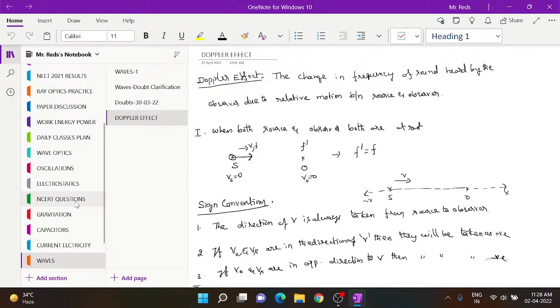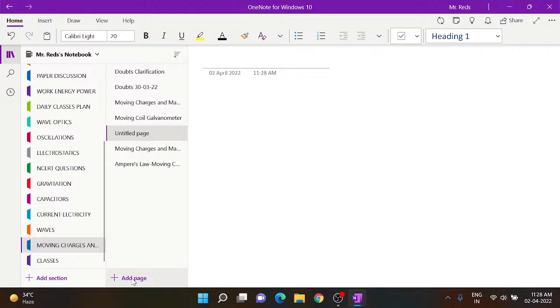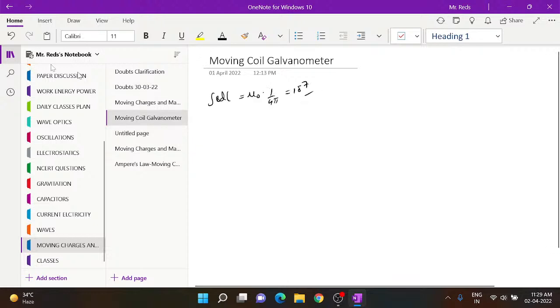Welcome to the physics session. Our class is based on moving charges and magnetism. Today we are discussing the last concept of this weekend portion from the chapter moving charges and magnetism, and specifically the topic moving coil galvanometer.